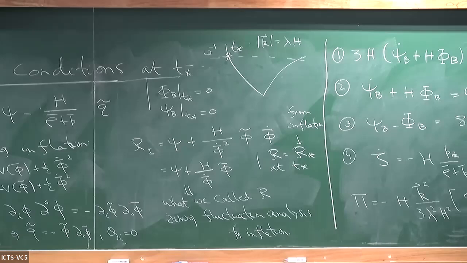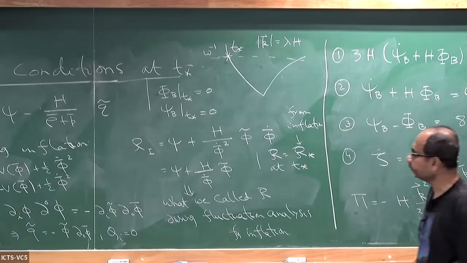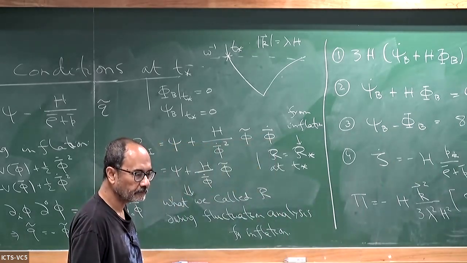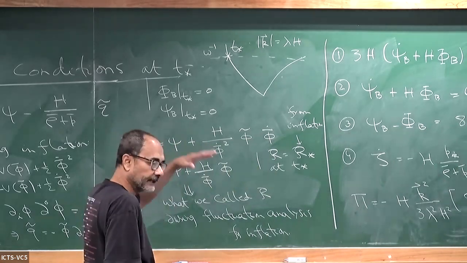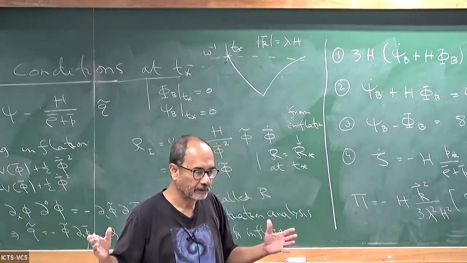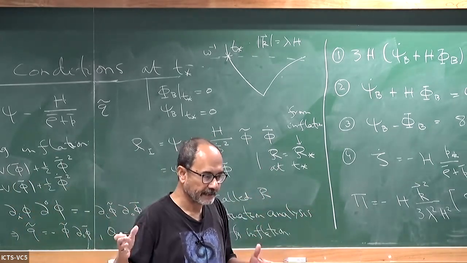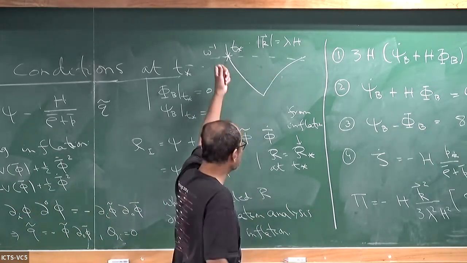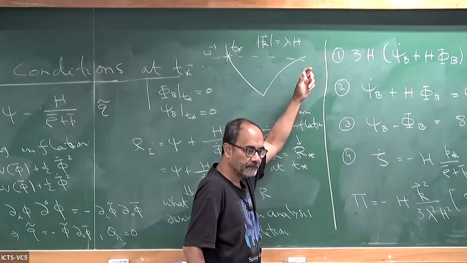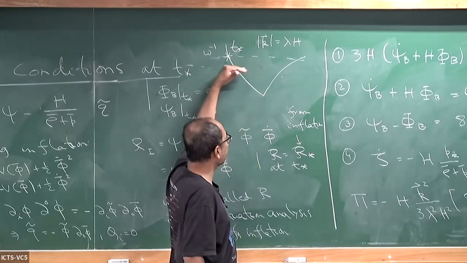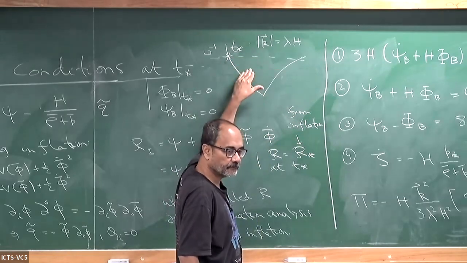So we are going to first solve the equations super horizon, and we will see that things simplify a lot. Super horizon is after exiting. Super horizon means the actual length scale of the fluctuation is larger than the horizon size. The horizon size is what I have plotted in this curve, the moving horizon size, and we are assuming that omega inverse is larger than that, as long as it stays above this curve.